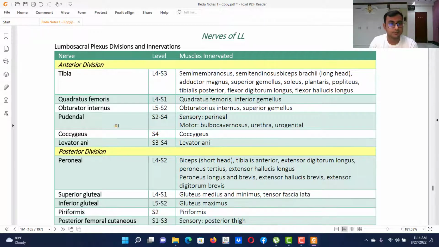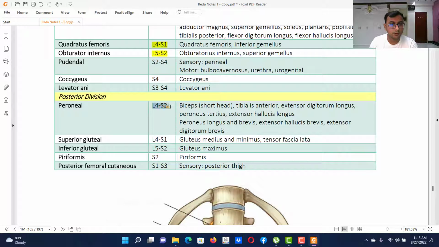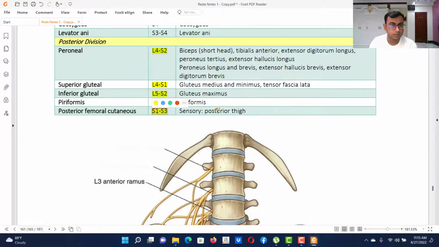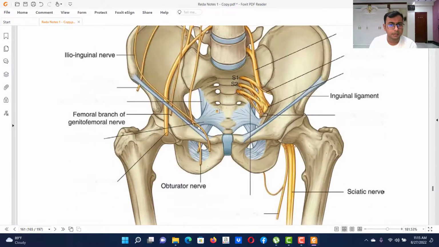So nerves of the lower limb. Tibial nerve L4 to S3, nerve to quadratus femoris L4, L5 to S1, peroneal L4 to S2, superior gluteal L4 to S1, and inferior gluteal L5 to S2. Okay, piriformis S2 and posterior femoral cutaneous S2. So no problem, it does not usually come in the exam, but you must know.